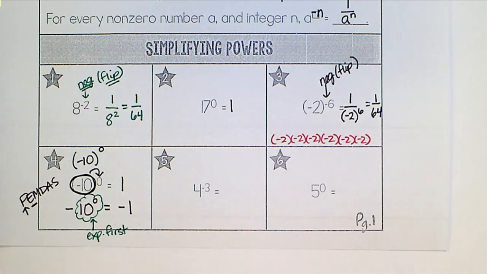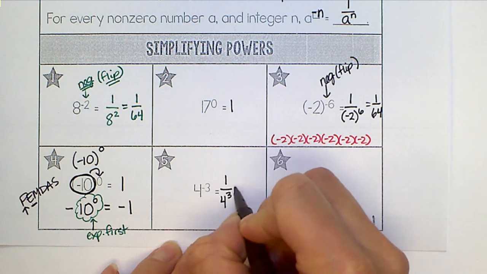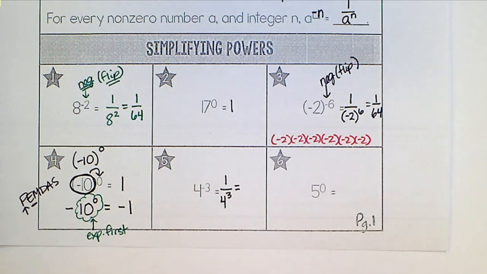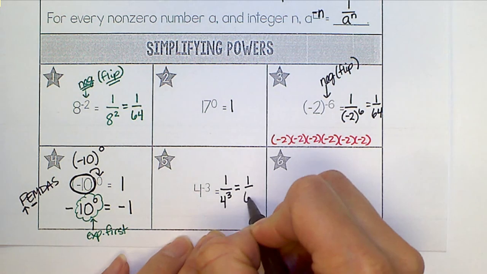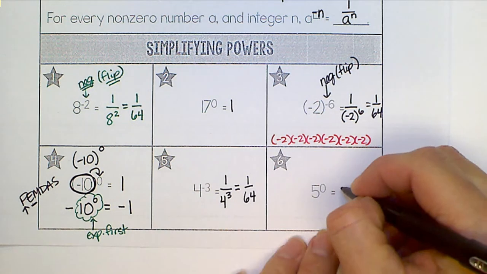All right, let's get back to exponents. 4 to the negative third. We're going to flip it, and this is really 1 over 4 to the positive third. Now, you may already know 4 to the third is 64. If not, grab your calculator, type it in. That's fine, no worries. And one more, 5 to the 0. Any number to the 0 power is 1.